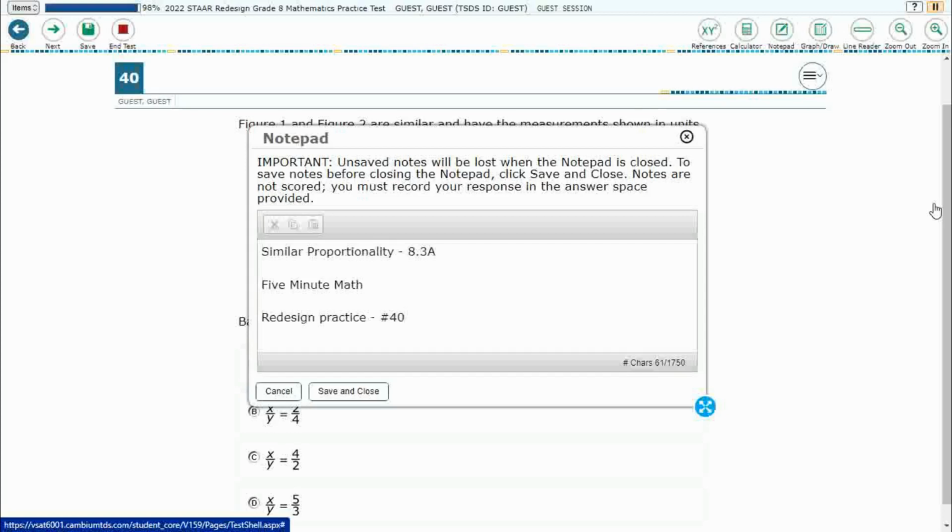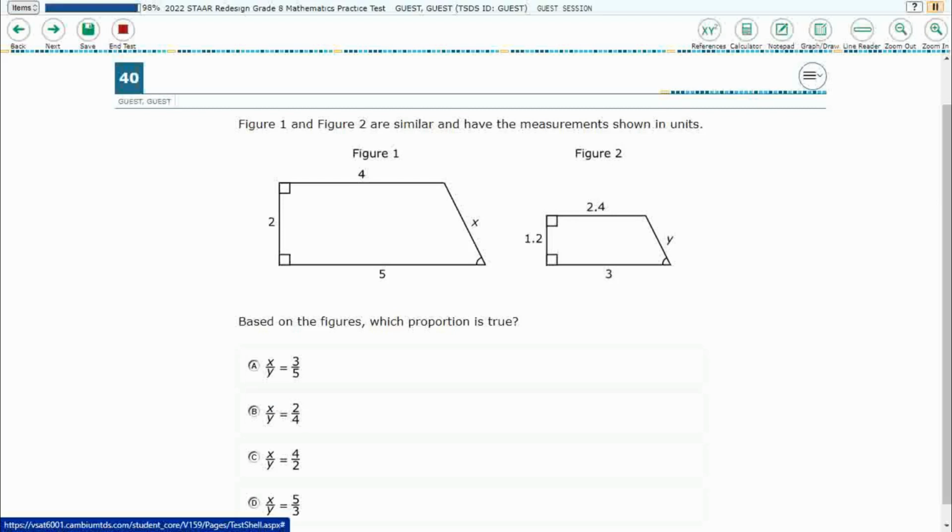Today we are looking at the 8th grade concept of similar proportionality. This is standard 8.3a in the great state of Texas, and we are using item number 40 of the Redesign Practice online STAAR test. If you haven't done so already, please go ahead and take a moment to pause the video, work this problem out on your own, unpause it, and we will look at our answers together.